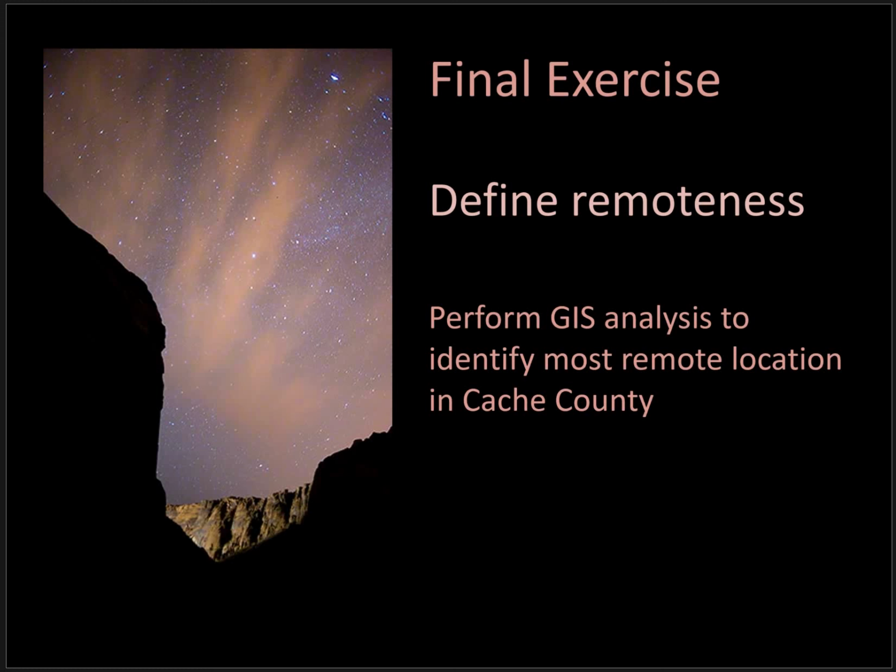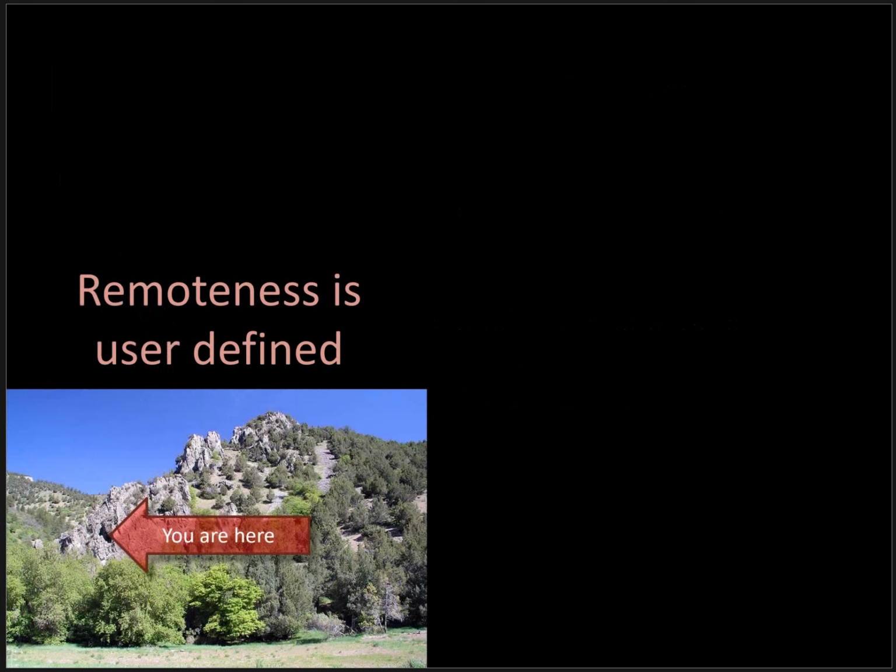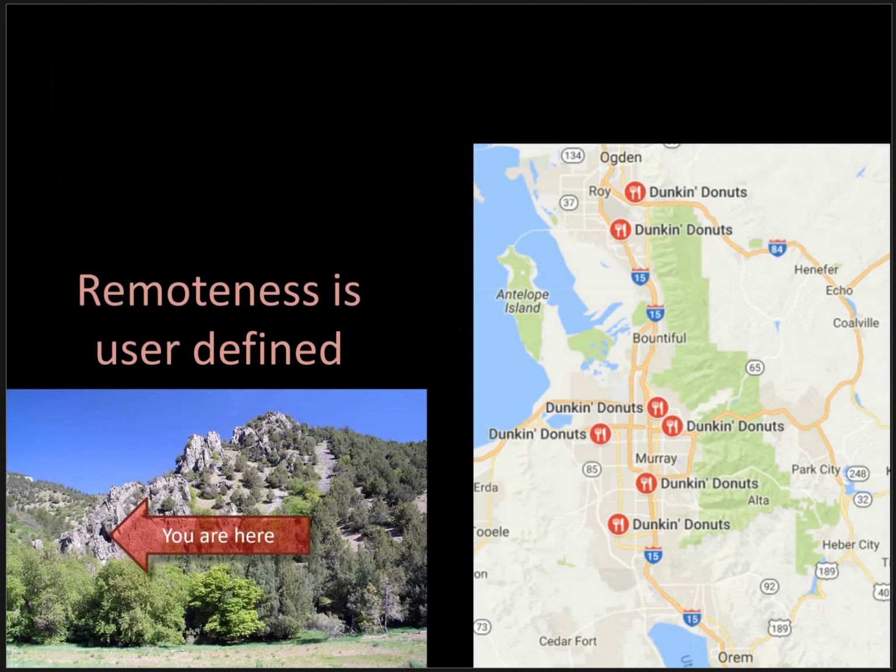The idea is to establish a set of input criteria, similar to the habitat modeling exercise you just finished, and perform GIS analysis to identify the most remote location in Cache County. However, remoteness is user defined, so maybe you want to find the perfect cave to hibernate in. Maybe you want to go on a picnic, a donut picnic, and you want to be on a hillside facing south within a mile of Dunkin' Donuts.